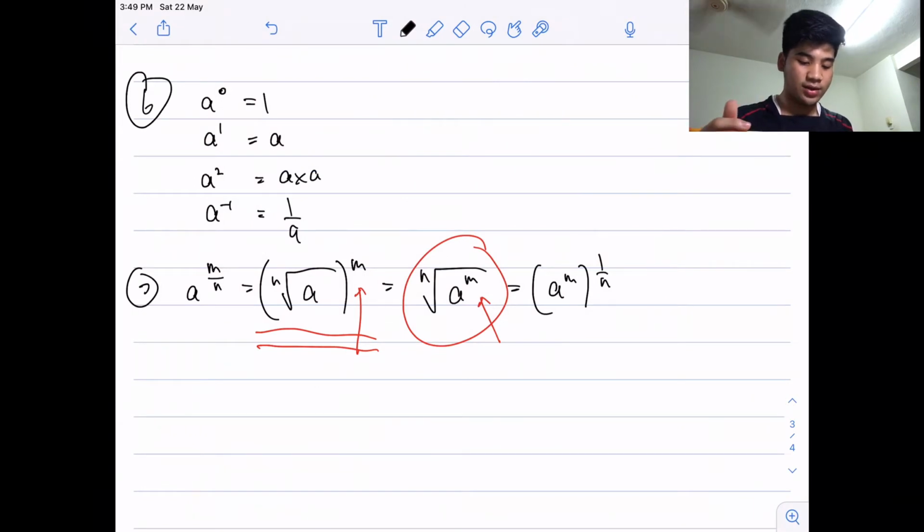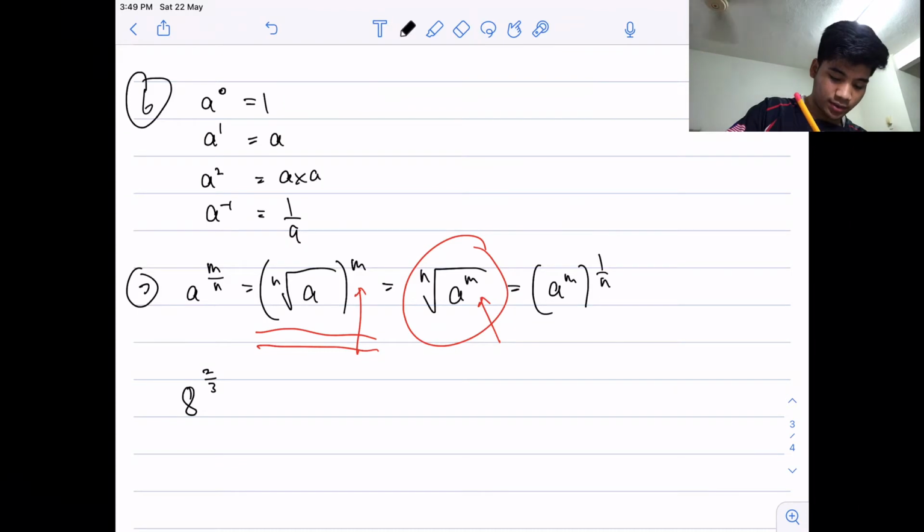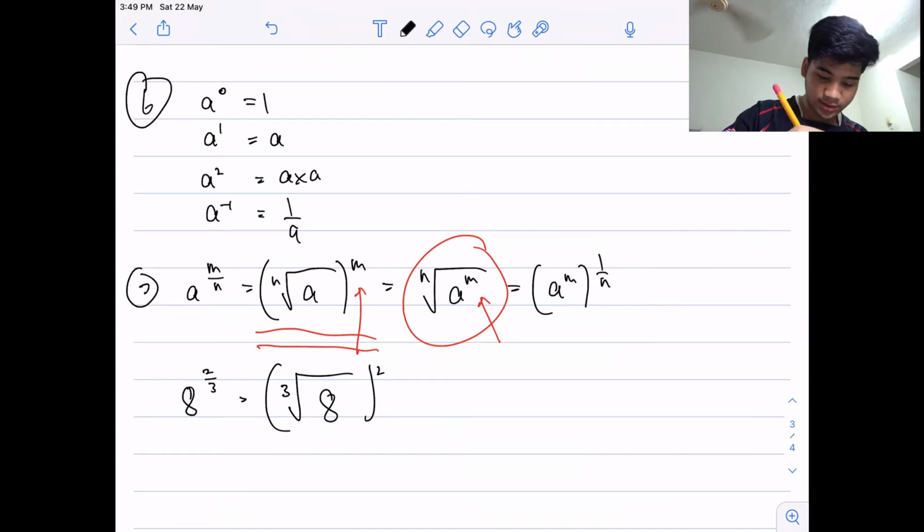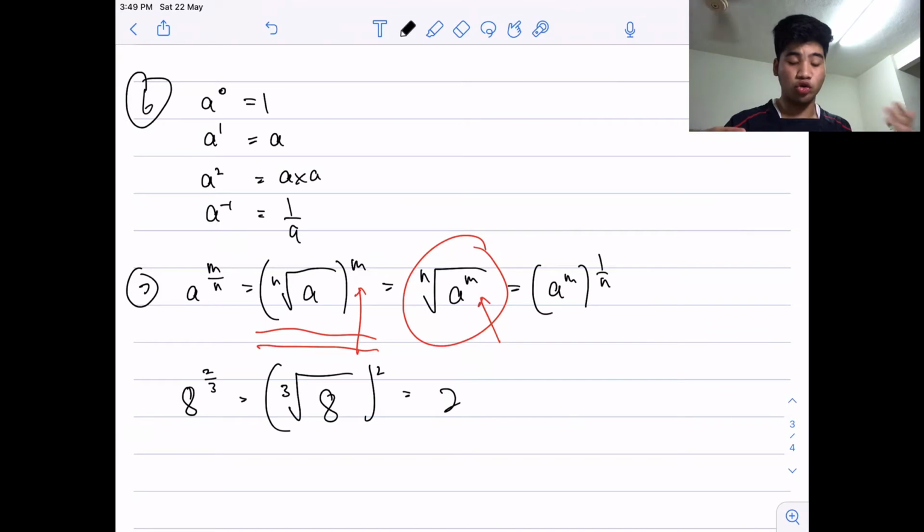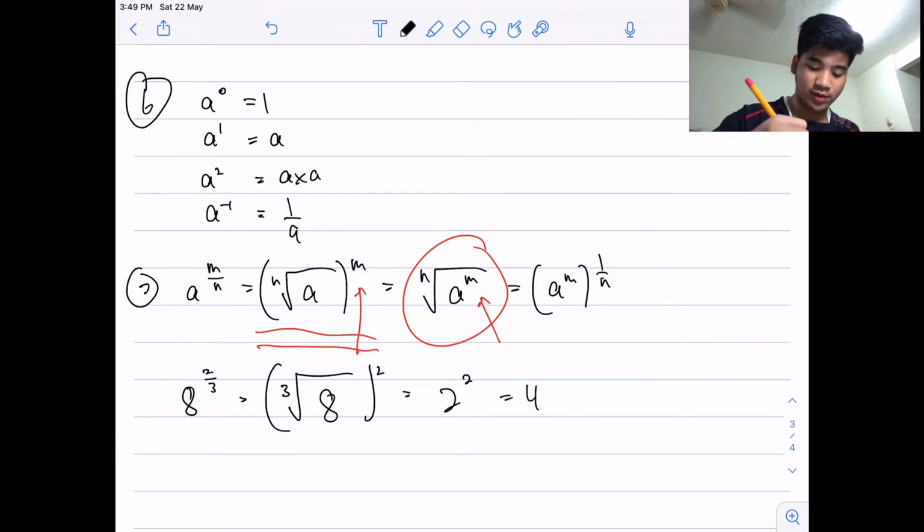Alright, so let's say I'm given 8 to the power of 2 over 3. So I would write this as 3 surd 8 to the power of 2. So that would be the same thing as, you know, the cube root of 8 is 2, so it's 2 to the power of 2, I will get 4.